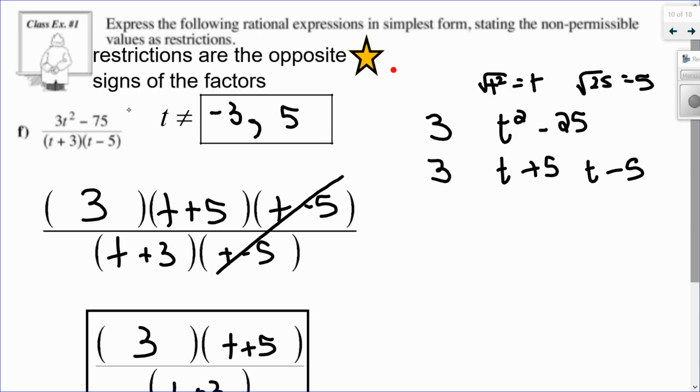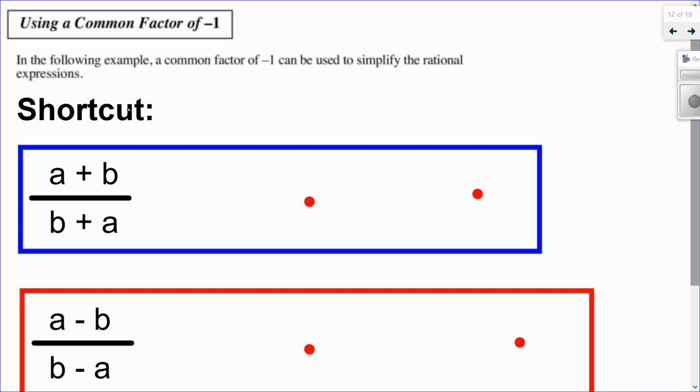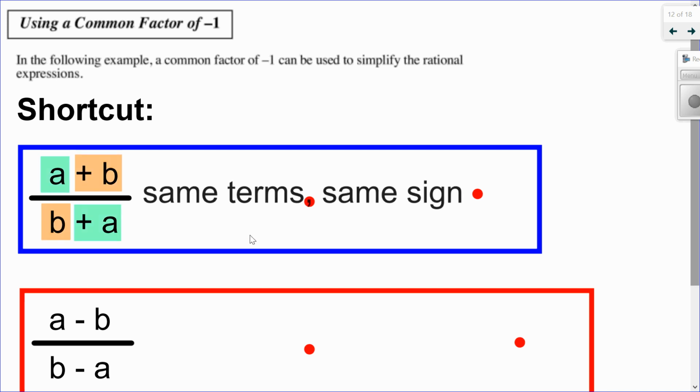So the first shortcut is like this. If I have it a little bit backwards, a plus b and b plus a, so really I have the same terms and the same sign. So a and positive a, positive b and positive b. That simplifies to be 1.